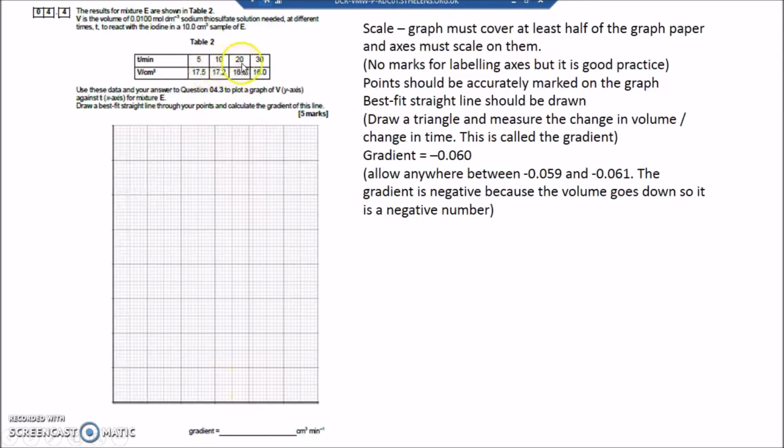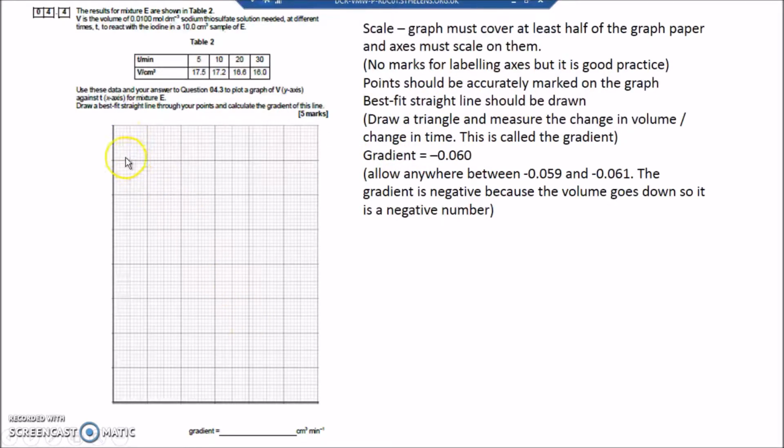So say, for example, you don't go 5, 10, 20, 30. You go 5, 10, 15, 20, 25, 30. So incrementally each time you're going up by the same amount. So got to have a reasonable scale. Best fit line should be drawn, and then you work out the gradient.